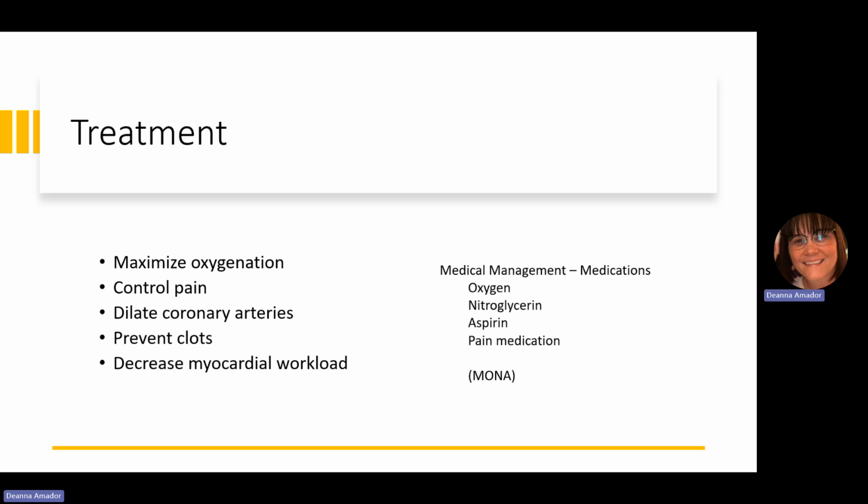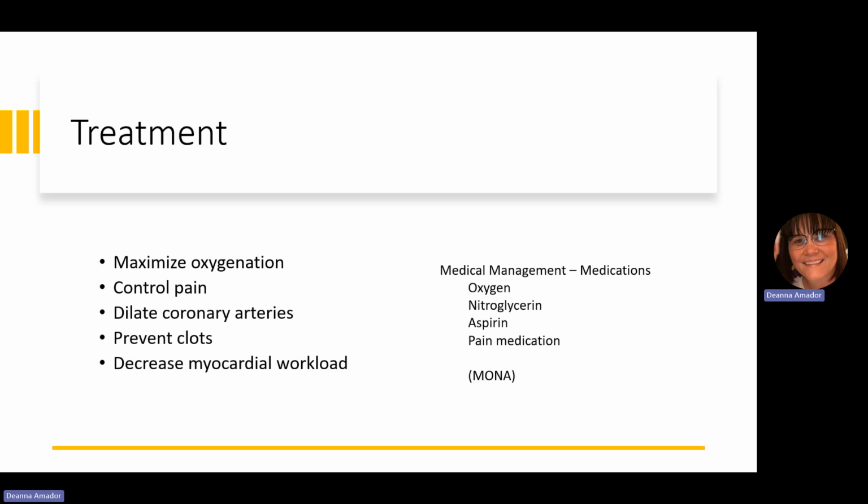There are some other things that they could use too. We know that when we start looking at this, oxygen is pretty self-explanatory. The nitroglycerin is a big deal because that does actually dilate open our coronary arteries. And if we dilate them open, we get more blood flow, which means more oxygen to the actual infarction within the heart. So that's very, very important.